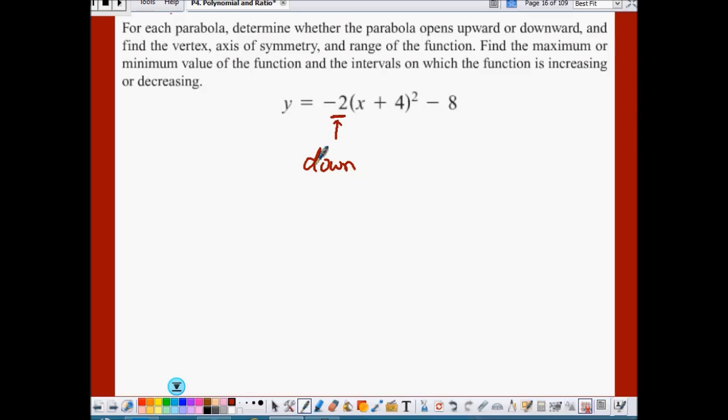Next, find the vertex. Your basic parabola is y equals x squared. This one's been moved. Parker, tell me, how far has it been moved and in what direction? It would go to the left 4 and down 8. Left 4, down 8. That's your vertex.